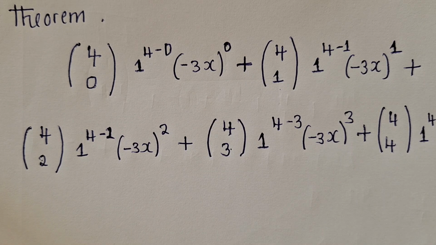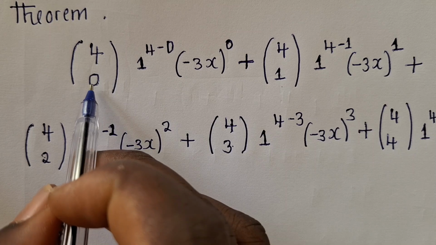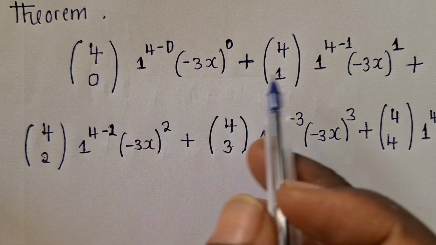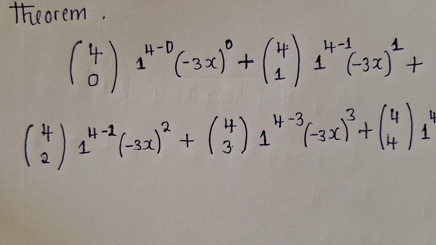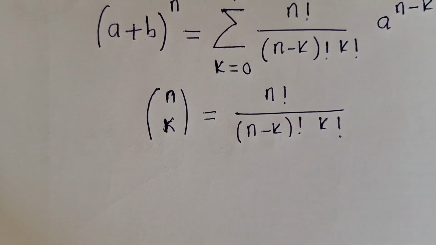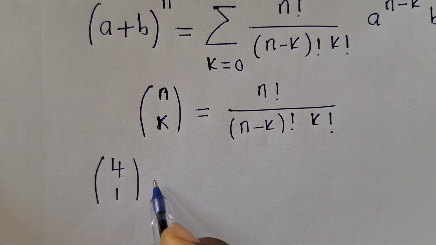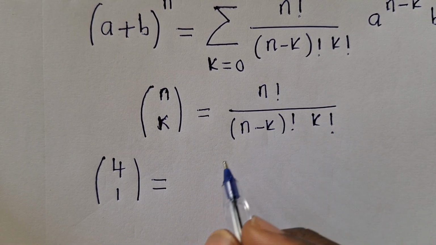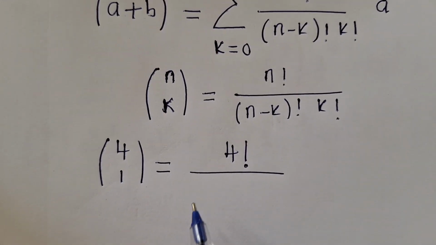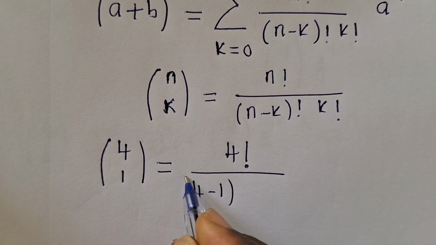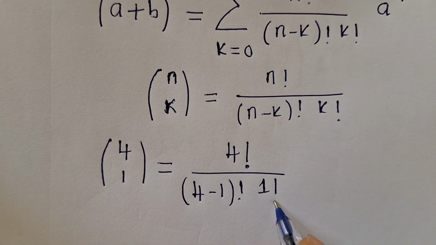So in calculating these, for example, 4 choose 1, let me start with this one. Let me show you for 4 choose 1 how you calculate the coefficient. So 4 choose 1 will be equal to 4 factorial over 4 minus 1 factorial, where n is 4 and k is 1, and then 1 factorial.